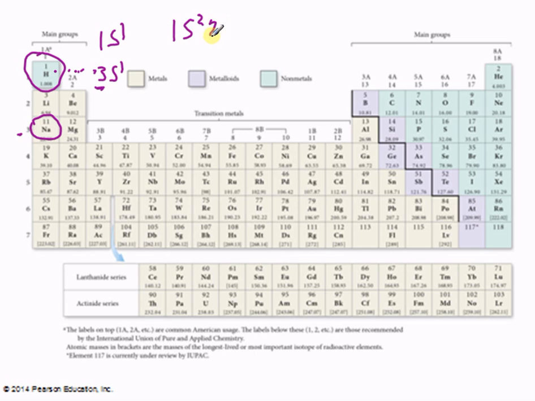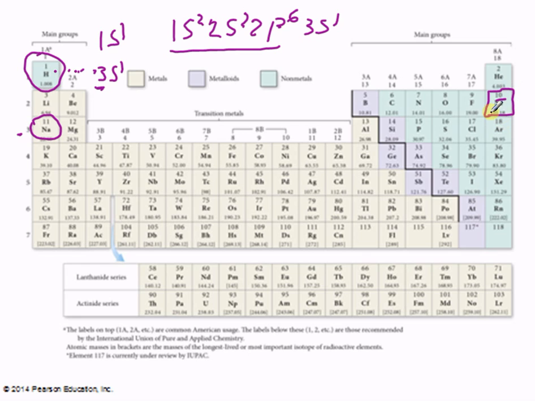1s2, 2s2, 2p6, and that would be 10: 2, 4, and 6 makes 10. So the next one, for the 11th, would be the 3s1. You see, all of these electrons are filling internal orbitals that we call the core electrons. And if you look carefully, the configuration 1s2, 2s2, 2p6 belongs to the element just before sodium, which is neon, element number 10.